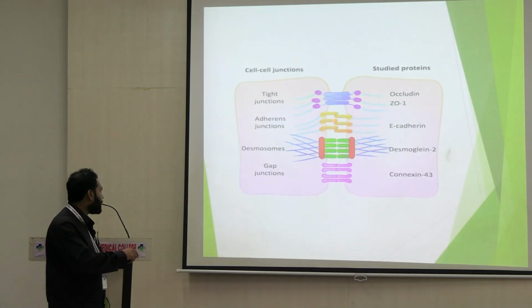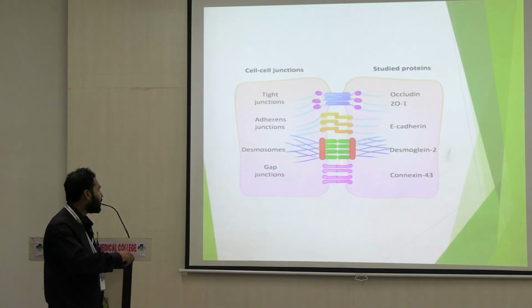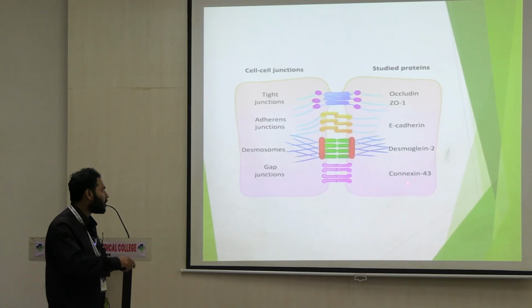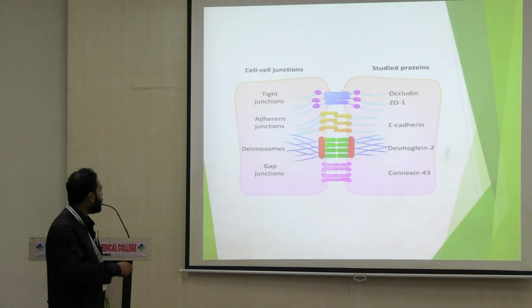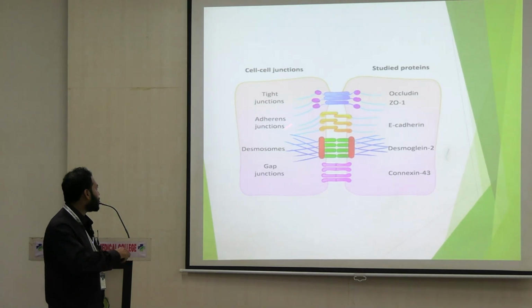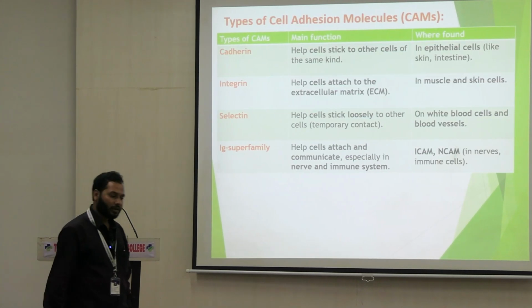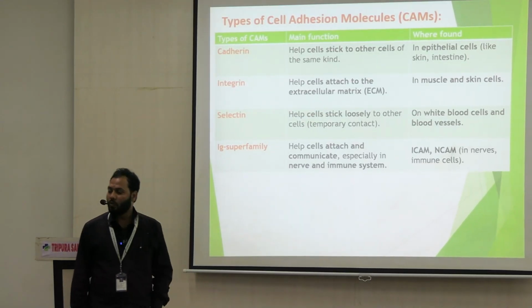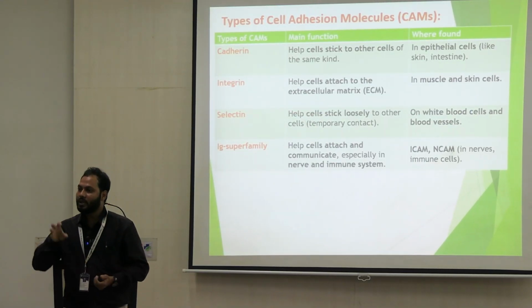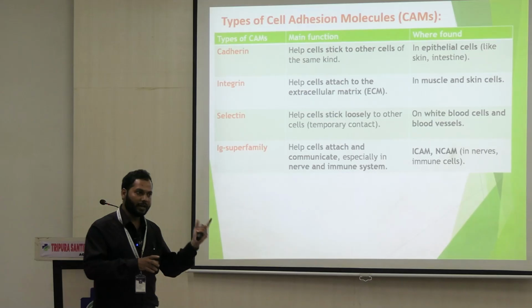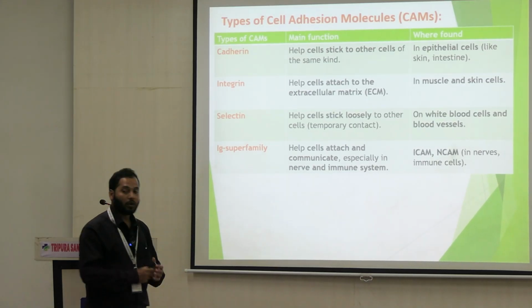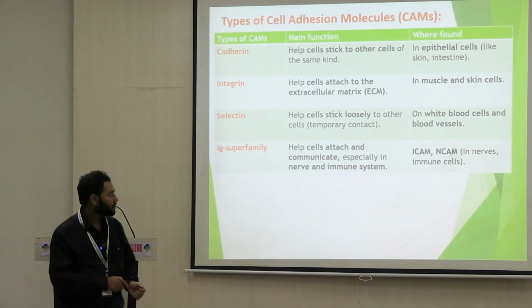So these are different types of cell junction, right? And these are different types of proteins. I will discuss in detail. Like tight junction, adherens junction, desmosome and gap junction. See, what are the different types of cell adhesion molecules which play an important role, right? And where actually they are found.